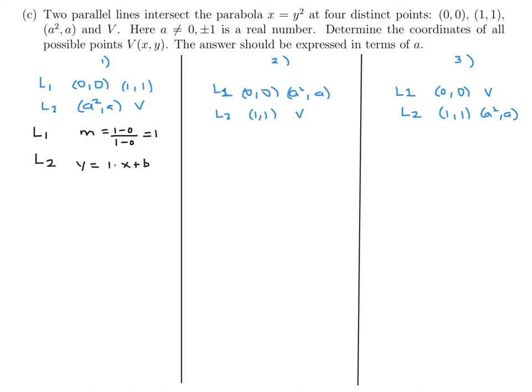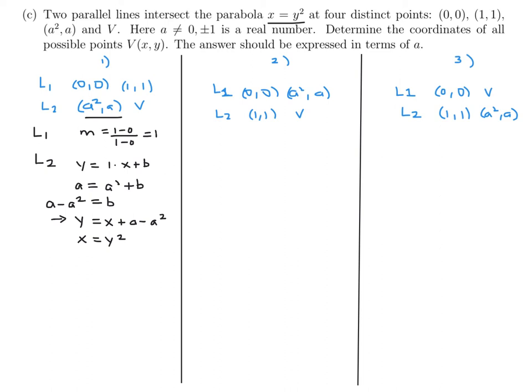We substitute in a point on L2. So when y is a, x is a squared, giving a equals a squared plus b. Therefore b is a minus a squared. So the equation is y equals x plus a minus a squared. Actually, before we put it all on one side, we have to find the intersection of this line with the parabola, which is x equals y squared.